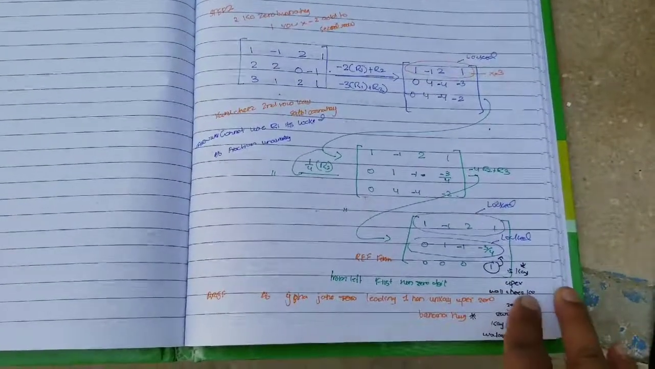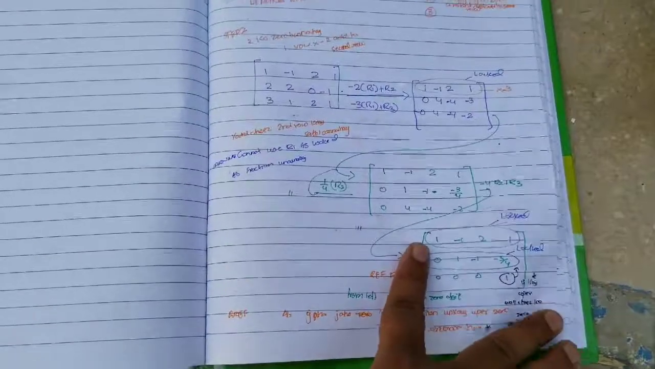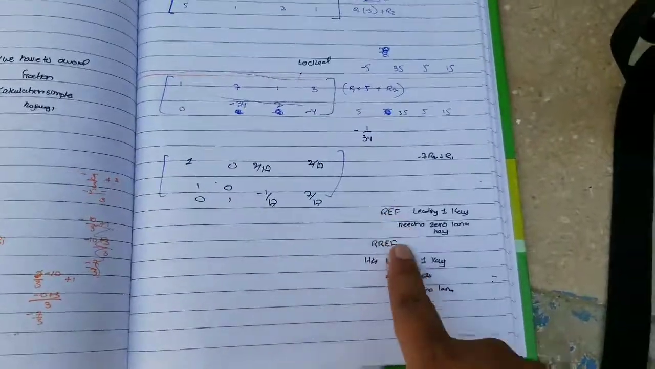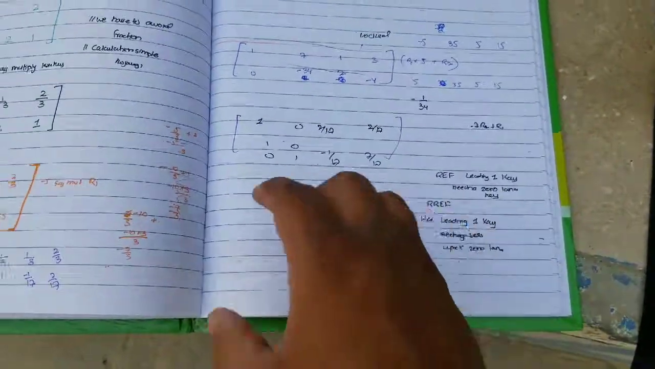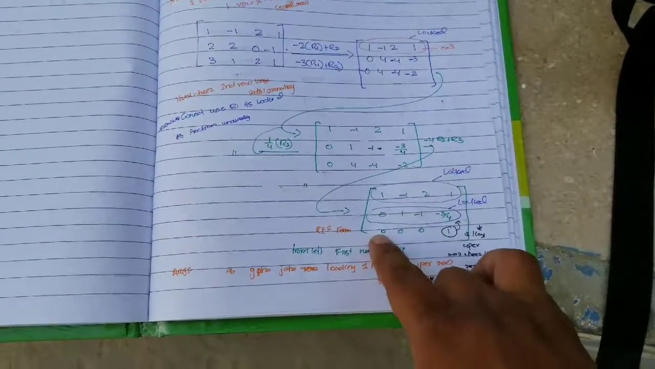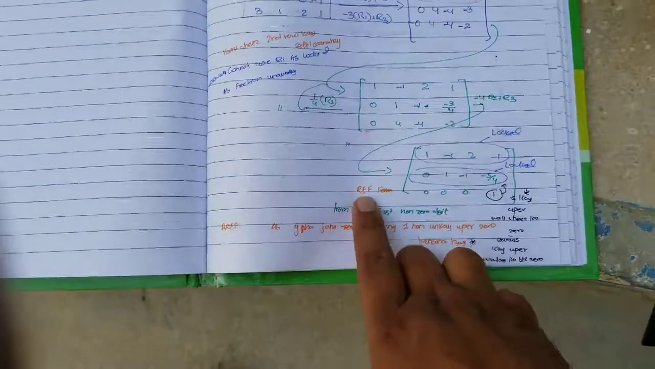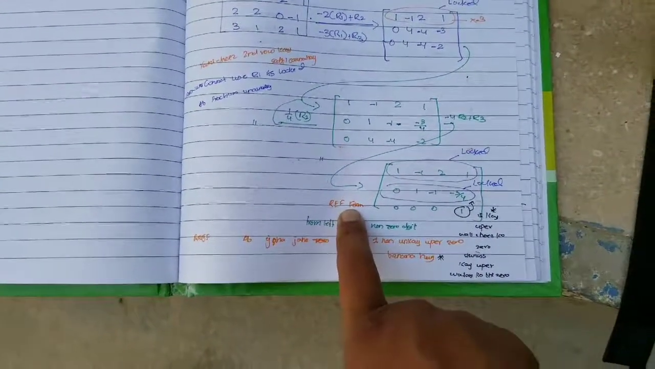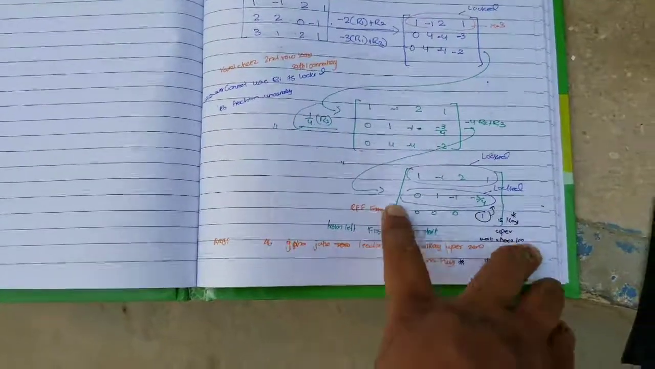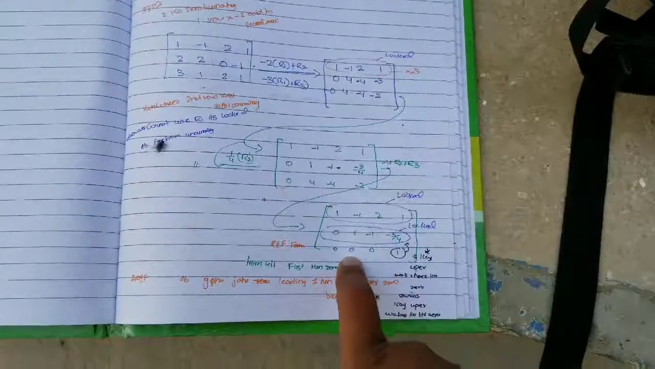And in order to check, I already told you that these two rules you have to check. So the final form would be having a 0 above it, but this right here is the reduced echelon form. So what is the condition for reduced echelon form? That the leading one should have a 0 below it.